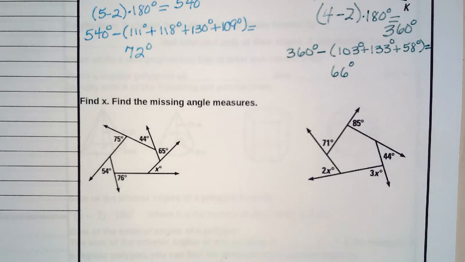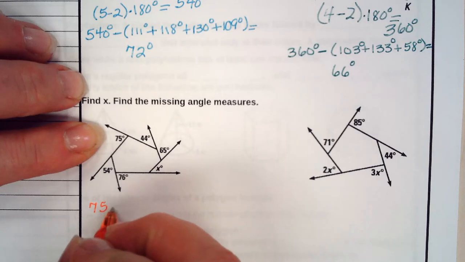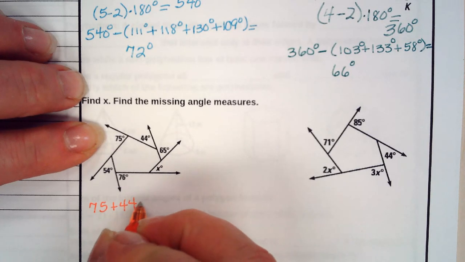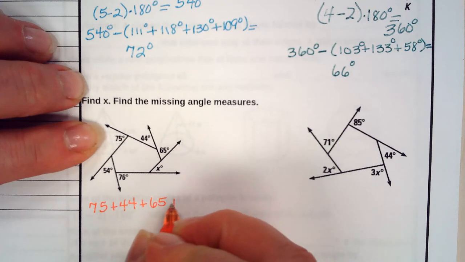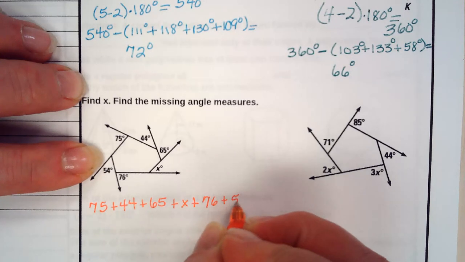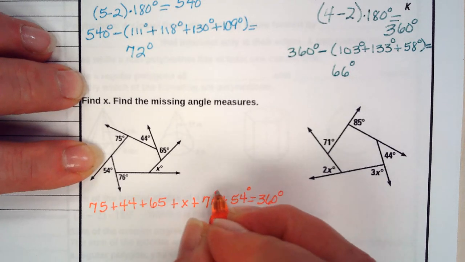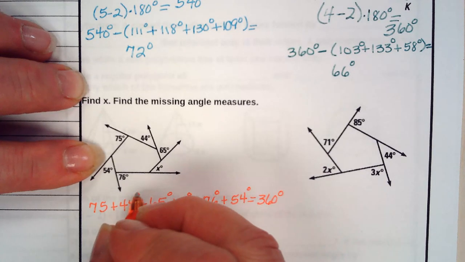But what about the exterior angles? Well, they're always the same. They're always 360 degrees. So we have to add everything together, and it will be equal to 360 degrees. So I've got 75 plus 44 plus 65 plus x plus 76 plus 54. That equals 360 degrees. These are all degree measures.